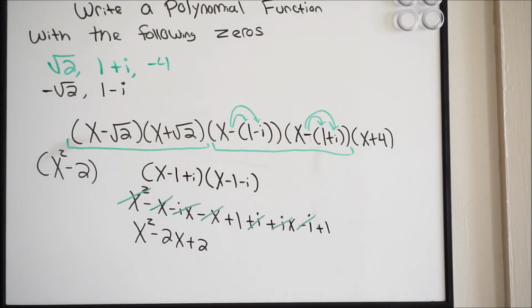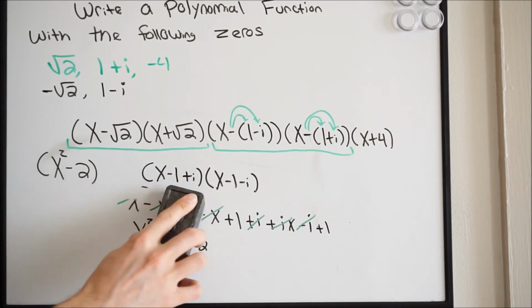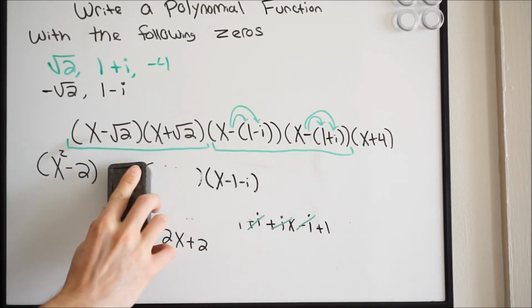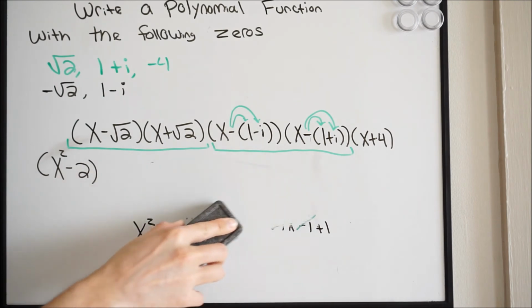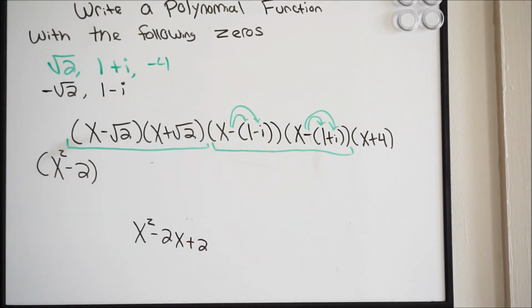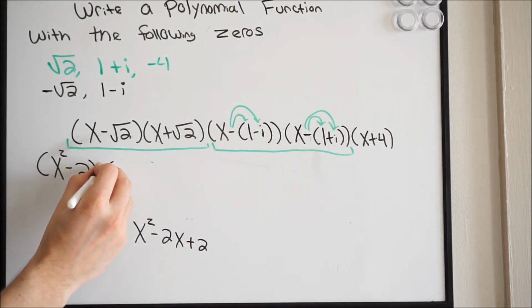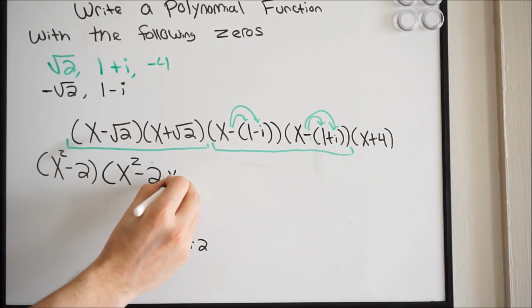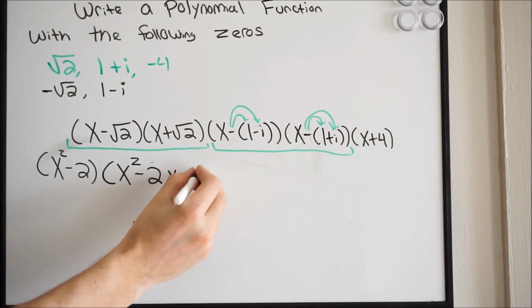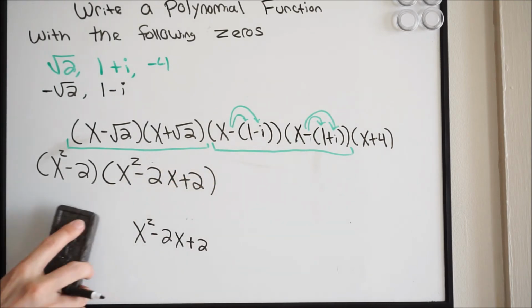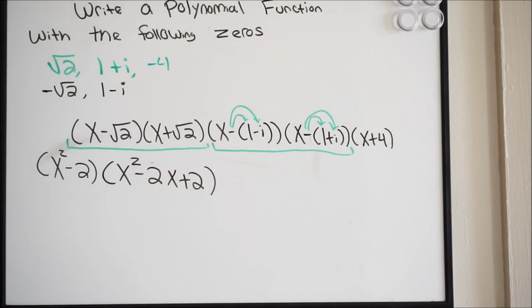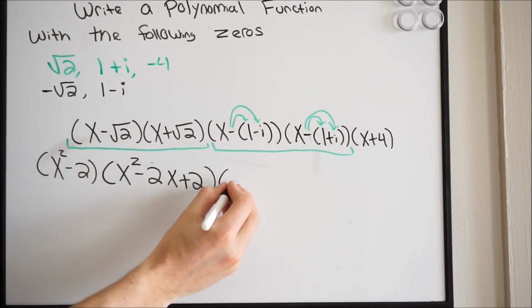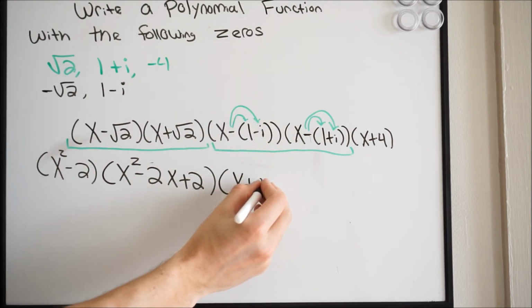Okay, so let's rewrite what we have so far. So I'm going to erase this work. I'll write this right beside it. We have x squared minus 2x plus 2. Then we have x plus 4. Alright, so this is a long one.